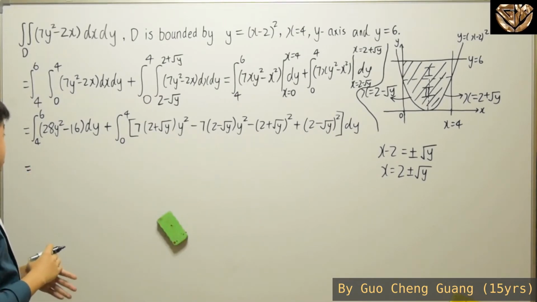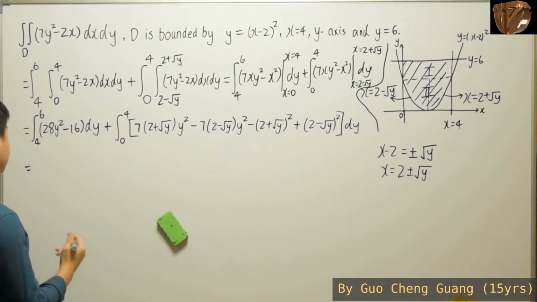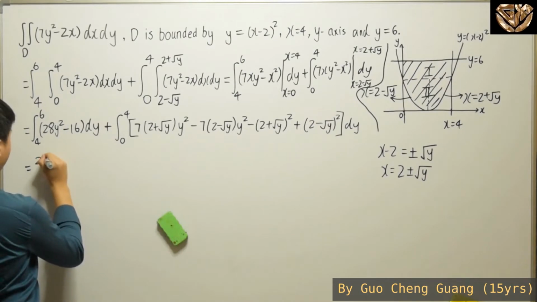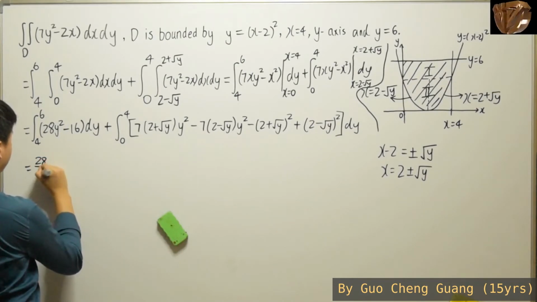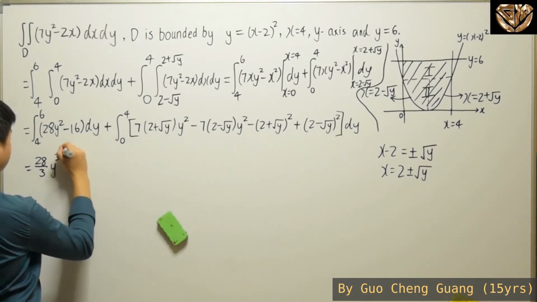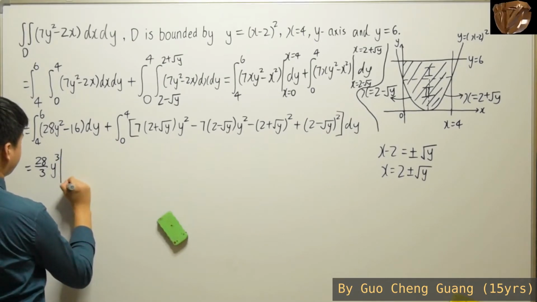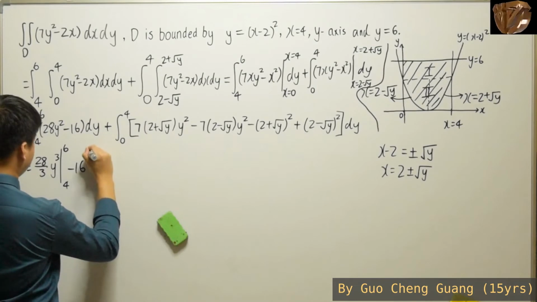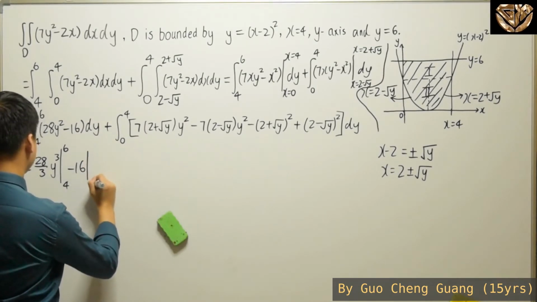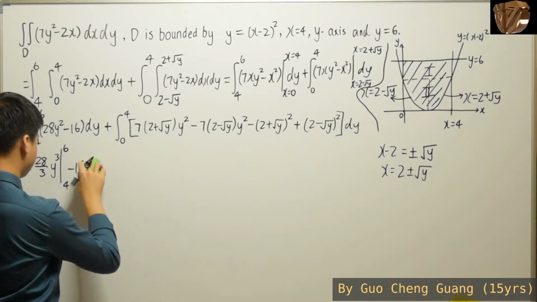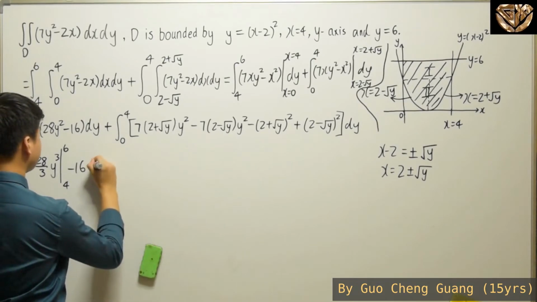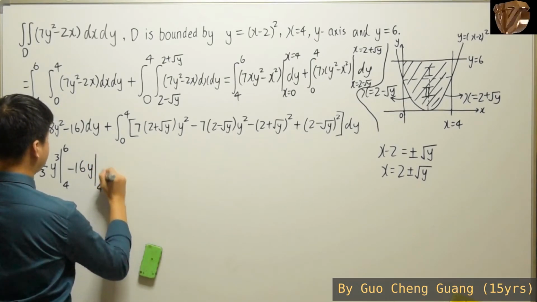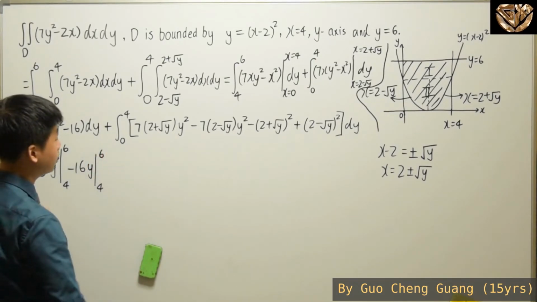Now take a look at the first term. It should be pretty simple to integrate, where you will be seeing 28 over 3 y cubed, substituting the values 4 and 6, then minus 16, and you have 16y, and you have to substitute in the values 4 and 6.